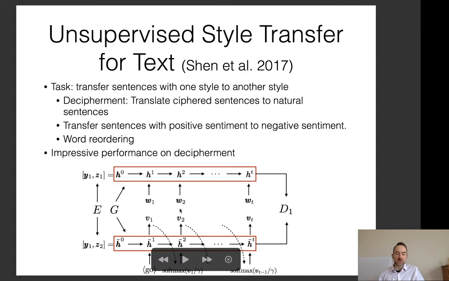And basically the way the model works is you have a generator that tries to generate in one style or another style, but you have a discriminator that tries to discriminate between the two styles. So you essentially take in an original sentence and transfer it to a new style and try to train a discriminator so it can't discriminate whether the sentence is an original sentence in that style or an automatically generated sentence in that style.